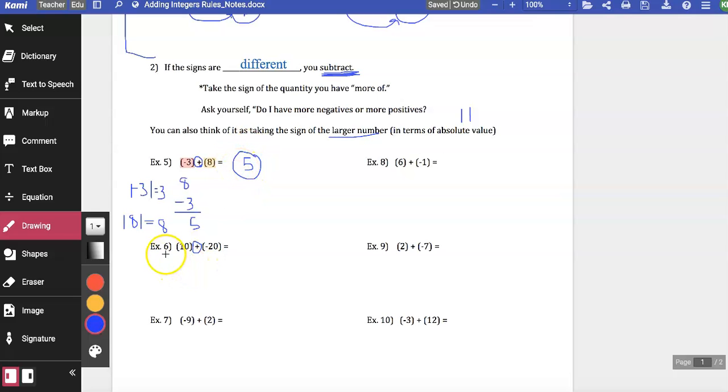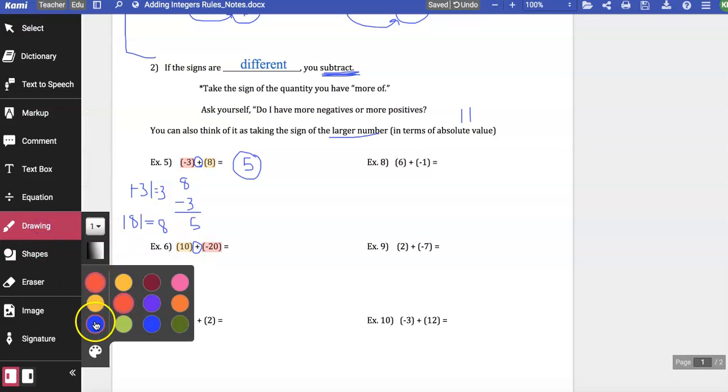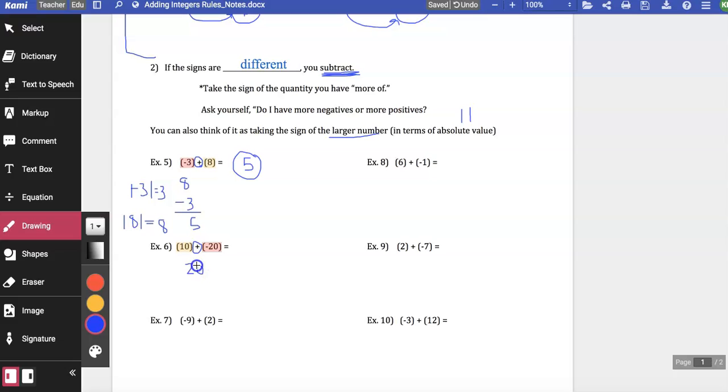Let's look at example 6. I'm going to go to markup, the highlighter. I'm going to choose yellow, and there's my positive number. And then I'll choose red, there's my negative number. So I'm showing you that the signs are different. If the signs are different, we subtract. All right, so 20 minus 10. Basically, I'm just thinking of these numbers in terms of absolute value.